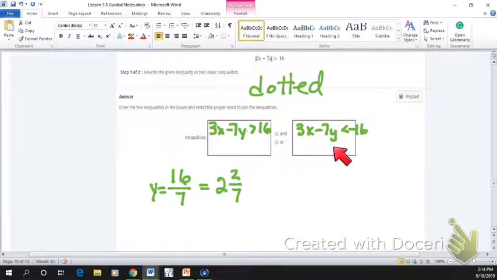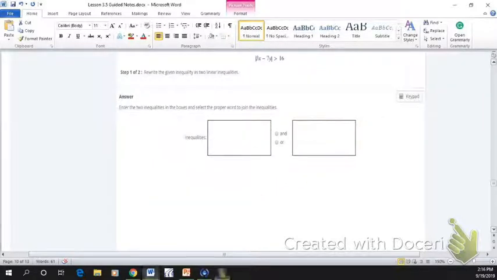Now this one's going to give me the same y-intercept with a negative. So you're looking for y-intercepts that are positive and negative 2 and 2/7. Yeah, it's the bottom line. Bottom right. So you've got to find the graph that's got that. So let's go look at the graphs.